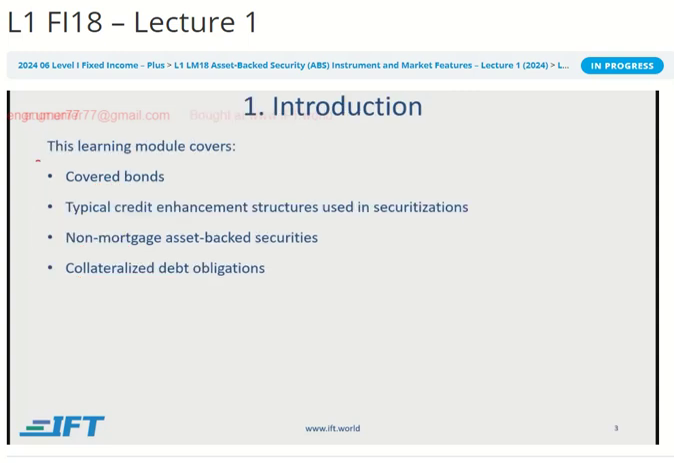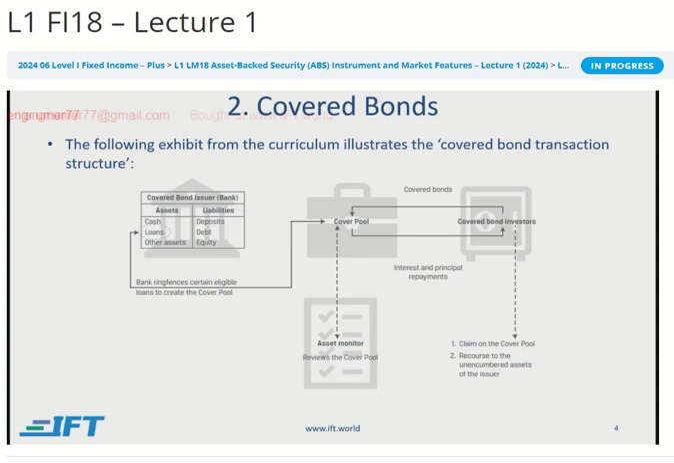So as discussed, we'll be starting off with covered bonds, then types of credit enhancements. How do asset-backed securities have different structures to address credit risk? Then non-mortgage asset-backed securities and collateralized debt obligations. So let's get started with covered bonds.